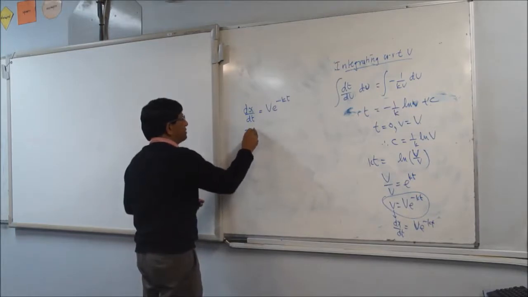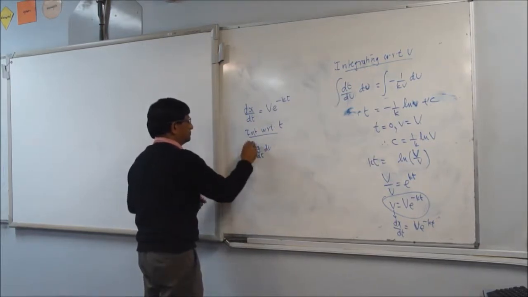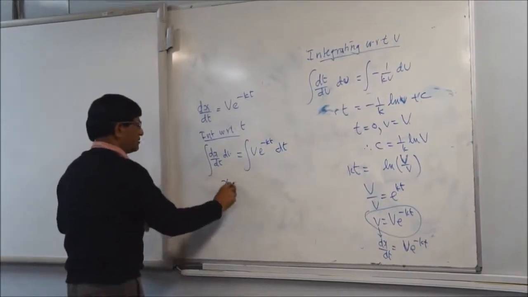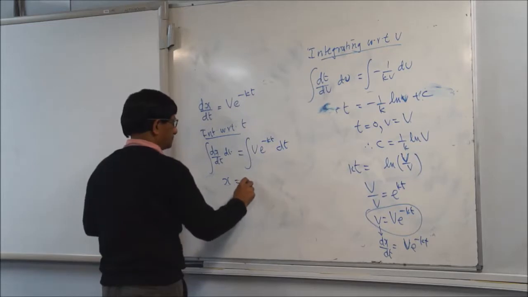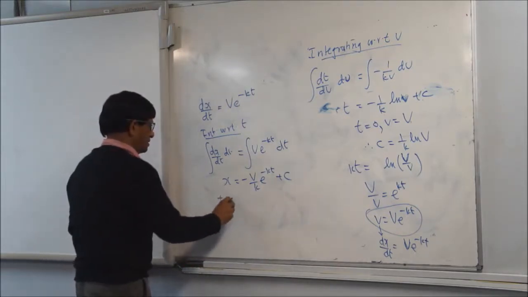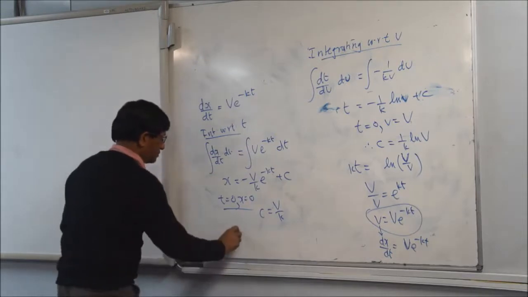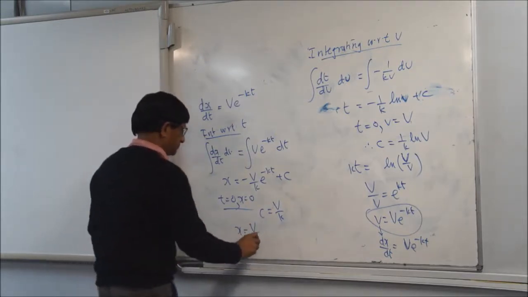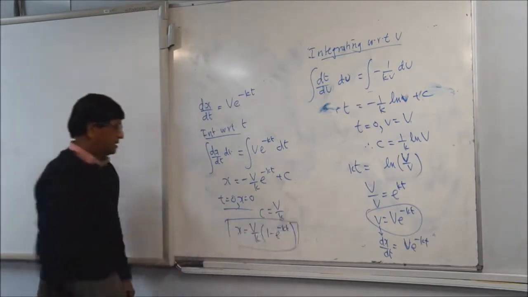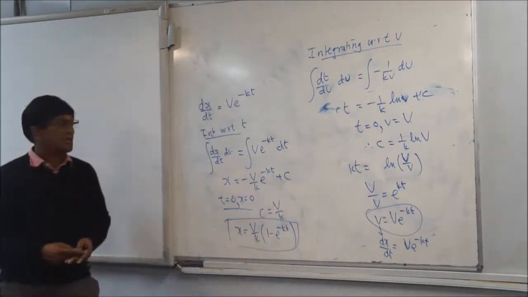So integrating with respect to t, that's going to give you x, and that's going to give you a constant. When t is 0, x is 0, initial conditions. So C becomes, if you put all together, you're going to have V over K times (1 minus e to the minus kt). So we have got the displacement in terms of time. We've got the velocity in terms of time. We've got the displacement in terms of time.